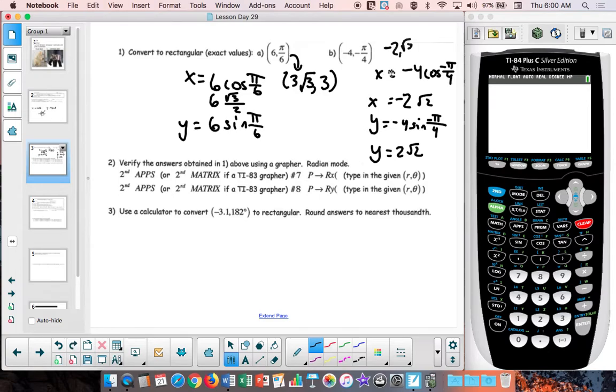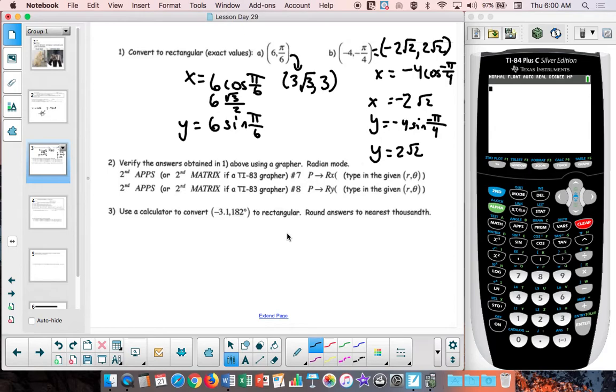I don't know why I keep doing that. Negative 2 root 2, comma, positive 2 root 2. And again, they mean the exact same thing, just different directions to get to that coordinate.